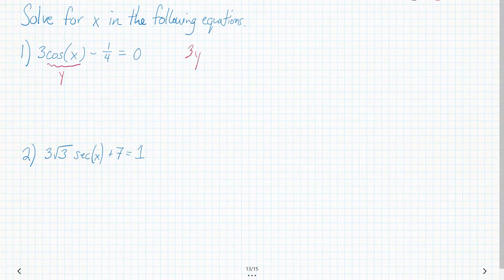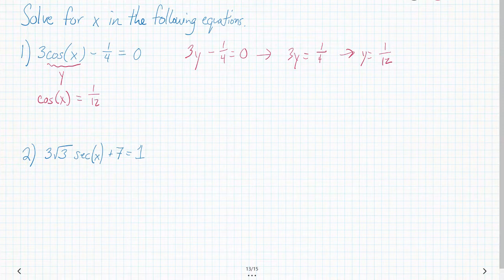So you go 3y minus 1/4 equals 0, and then you go 3y equals 1/4, divide both sides by 3, and you get y equals 1/12, right? Now the only thing is we've replaced cosine of x with y. So it's essentially, here's what we get. We get cosine of x equals 1/12. So the easy solution, what people often see, is that, hey, this becomes x equals the arccosine of 1/12, and we're done.